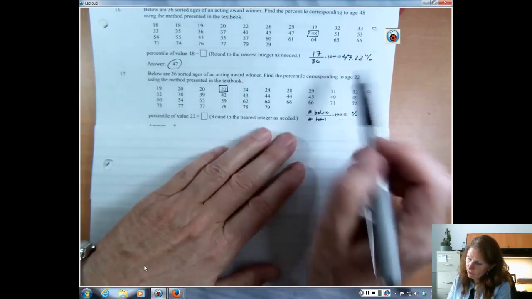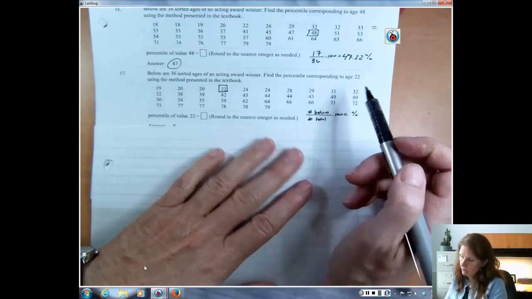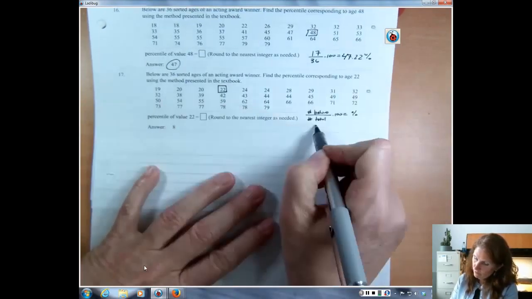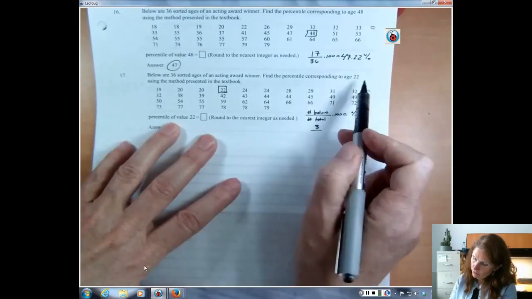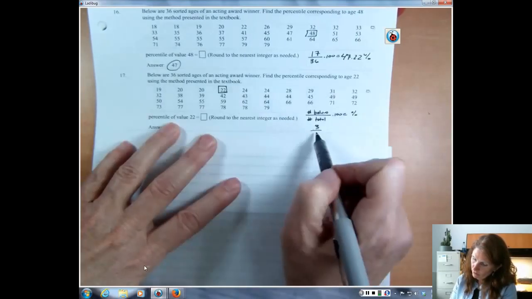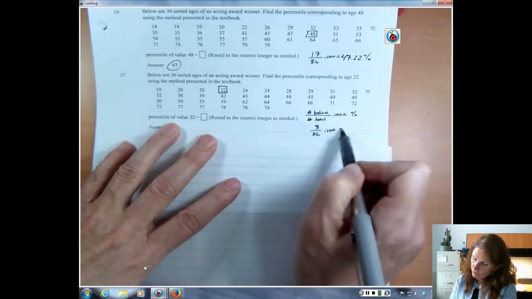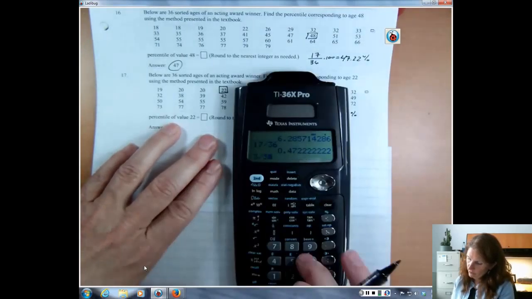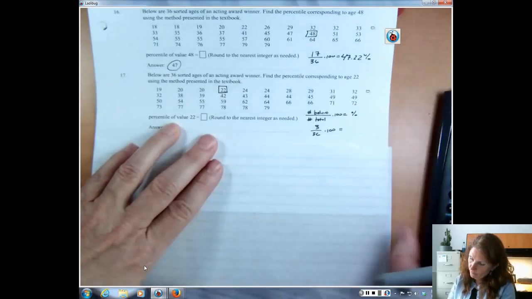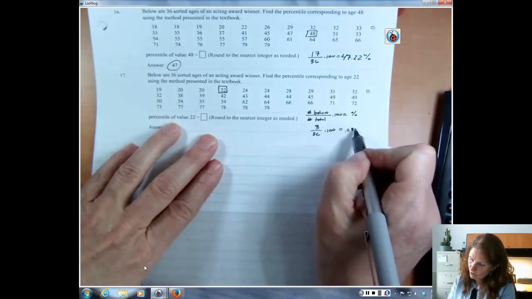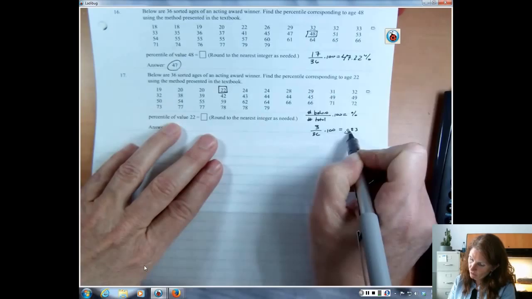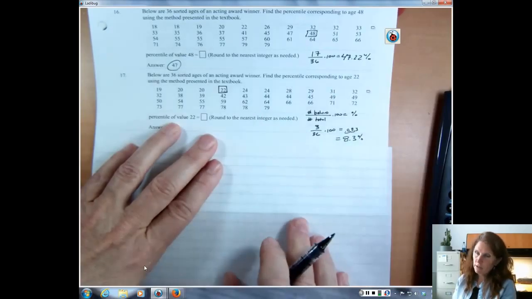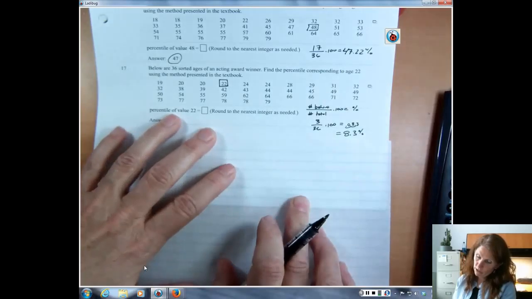So we're going to do that again. There's 3 below. There are 36 total times 100. We're just going to go 3 divided by 36 is 0.083. Well, when I times that by 100, it takes it over, so I get 8.3%, and to the nearest integer, it's just 8.